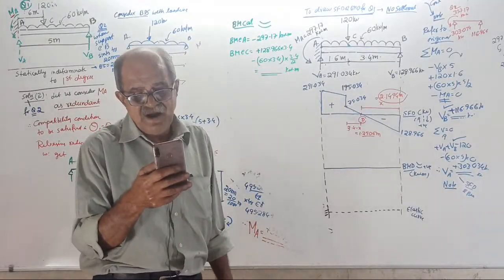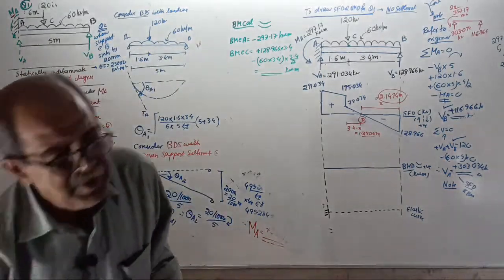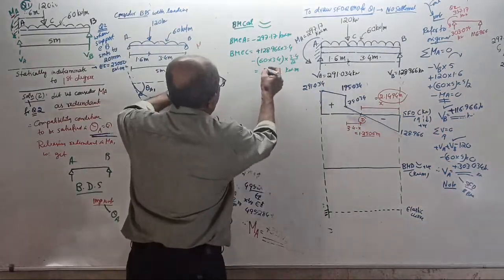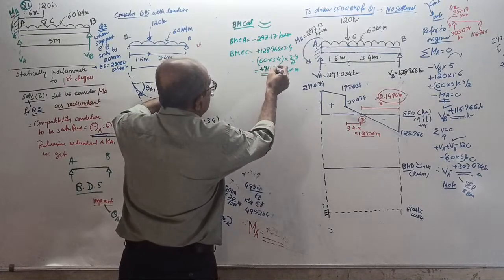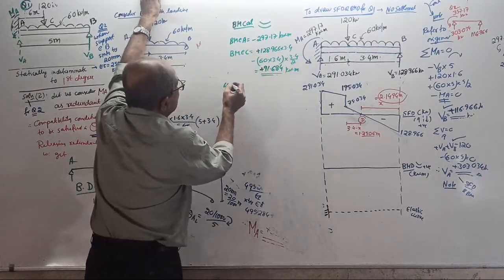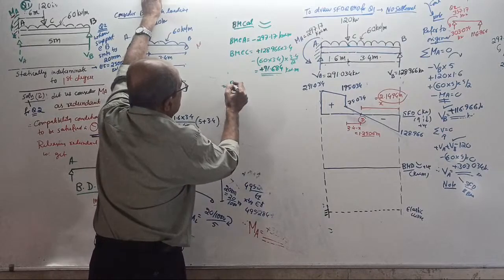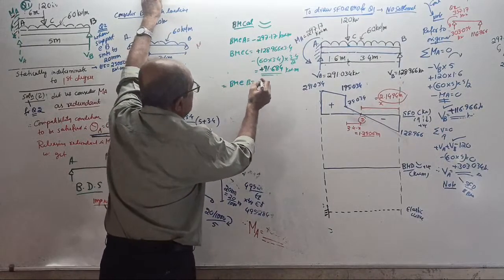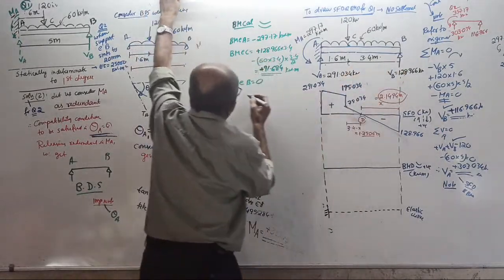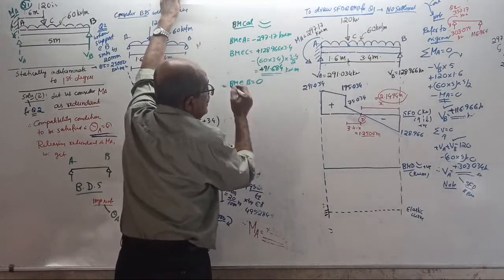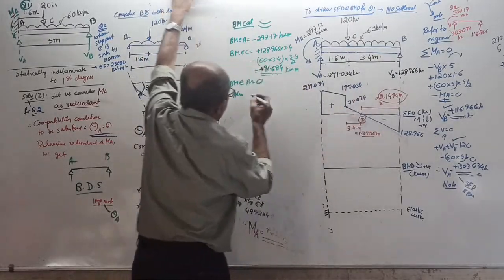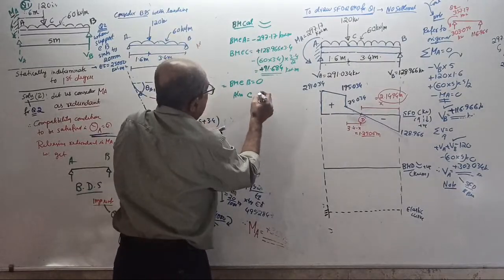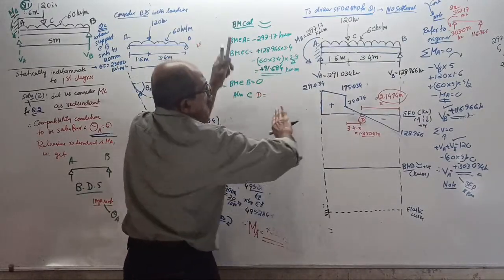Plus 91.684. Okay, I believe you. Plus 91.684. And last, next, the bending moment at B is equal to zero. Look at that side. And you also want the bending moment at the point D, where the shear force is zero. Look at that side.